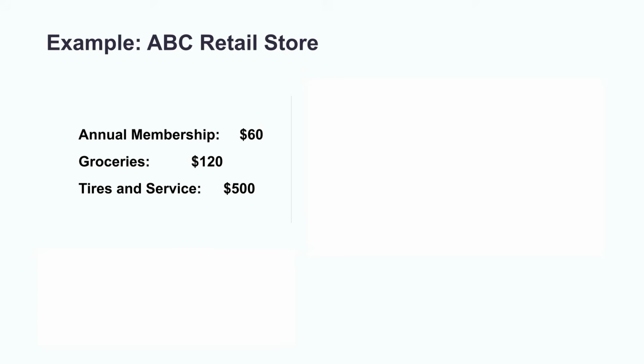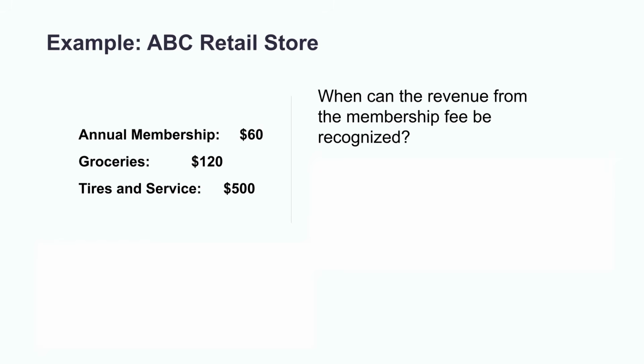Now that we've cleared that up, let's continue along with the application of the revenue recognition principles. We've already covered the groceries, but what about the $60 annual membership fee? This one is a little bit more difficult to determine the timing of when the company can actually record this revenue in their financial statements. Can they record the full $60 as soon as they receive the cash for that annual subscription? Or do they have to wait until the full year passes?